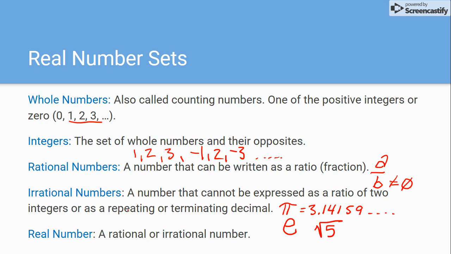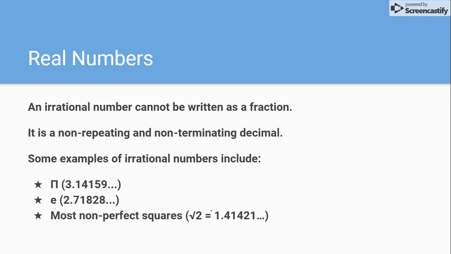There's another set, but you won't play with it until Algebra 2, and we'll just leave it alone. So real numbers, we said irrational numbers cannot be written as fractions. So you cannot write it as A over B. It's non-repeating, and it's non-terminating. It doesn't end. And here are some of our examples.